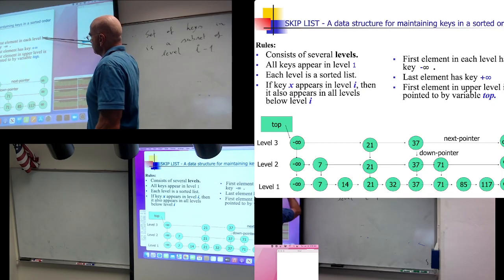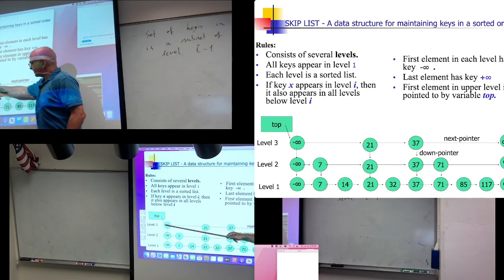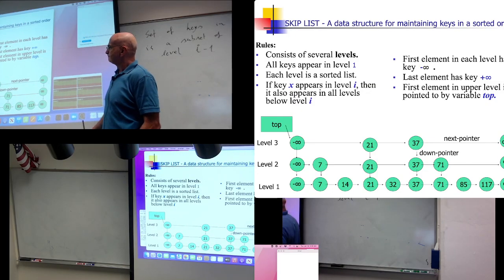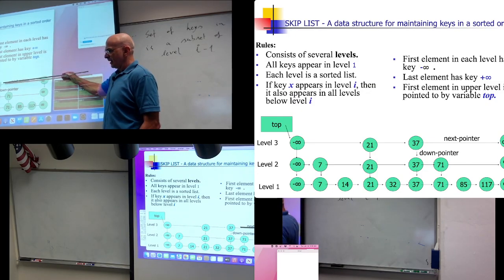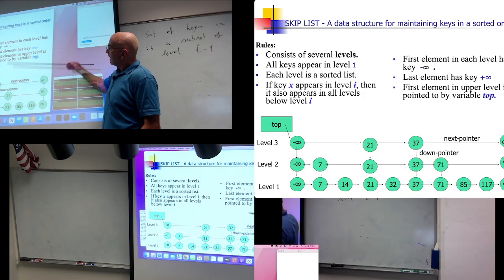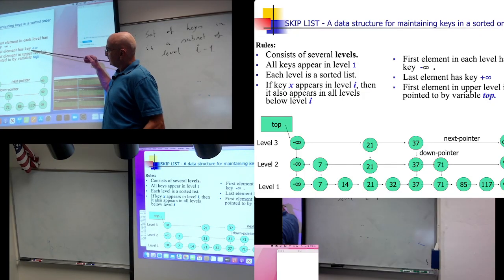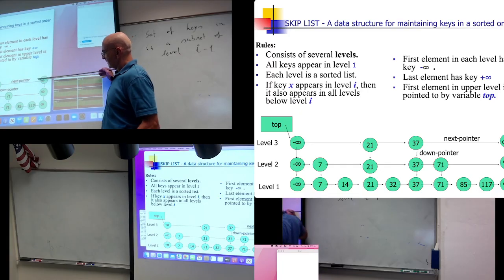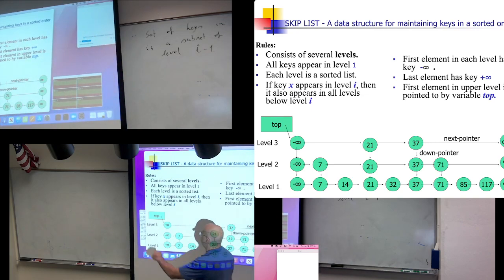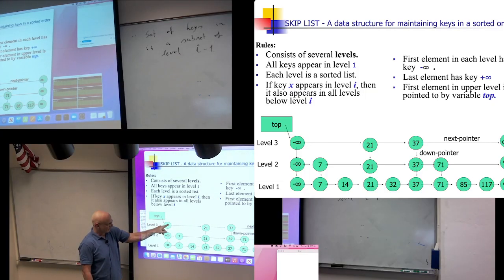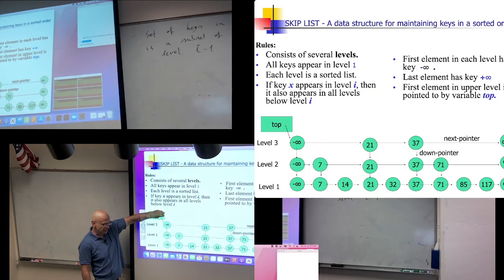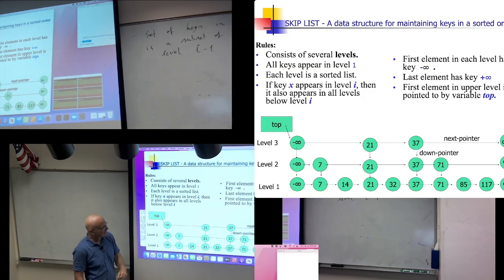Each level contains the minus infinity element, because every level is a sorted linked list. Each level also ends with a plus infinity. And the very first element in the top list is stored outside by some outside variable called top. Top points to the leftmost uppermost element.